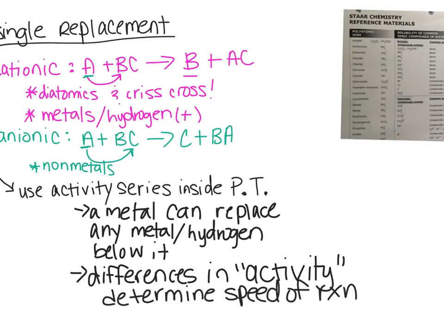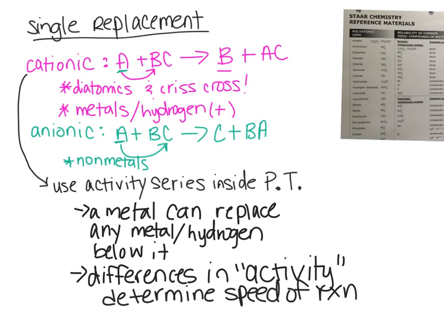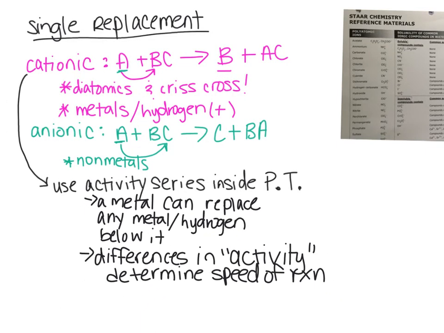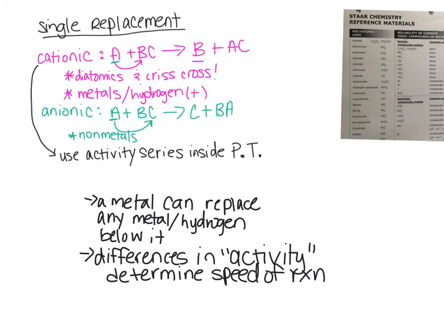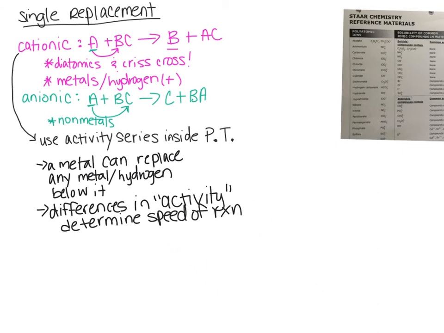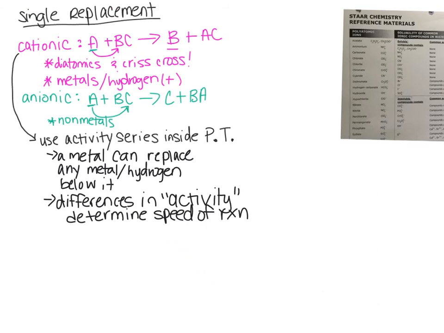Okay, so we made an arrow for the cationic stuff, but what about the anionic stuff? For anionic, I'm so sorry, I'm running out of room. For the anionic stuff, draw another arrow. You're going to use your halogen list.